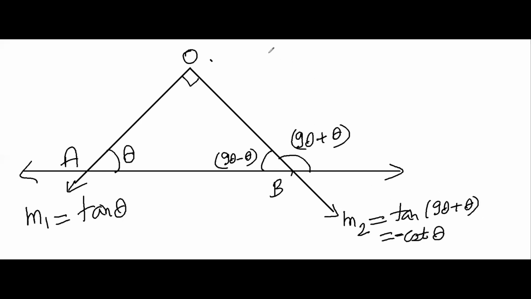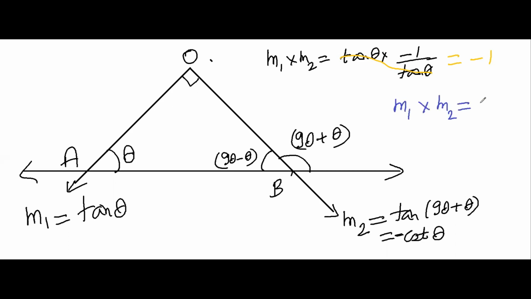So my m1 into m2 will be what? My m1 is tan theta, so I will write tan theta. And m2 is minus cot theta, and I will write cot theta as 1 upon tan theta, because cot theta is nothing but 1 by tan theta. So this tan theta and tan theta I can cancel, and I will get minus 1. So what have I proved? I have proved that the product of the slopes of two perpendicular lines, that is m1 into m2, will always give me minus 1.